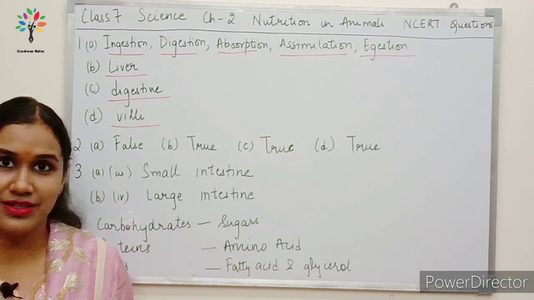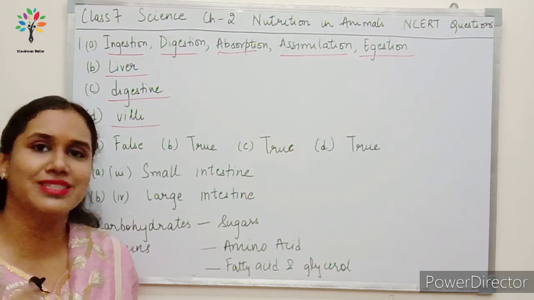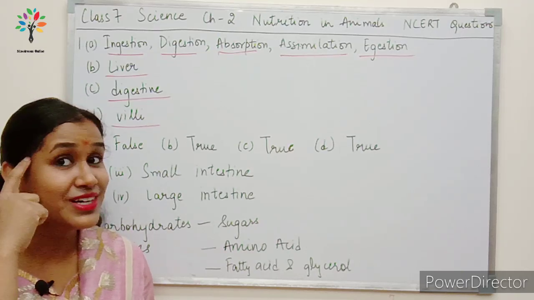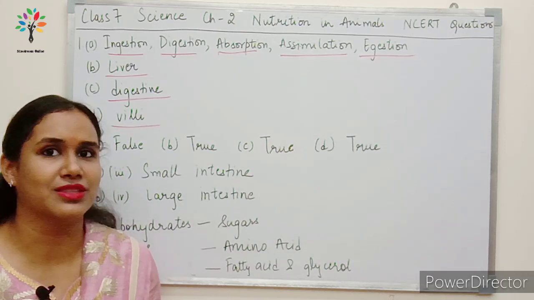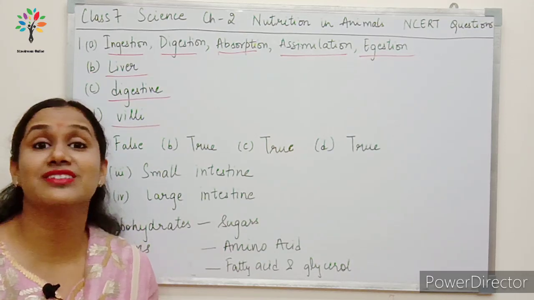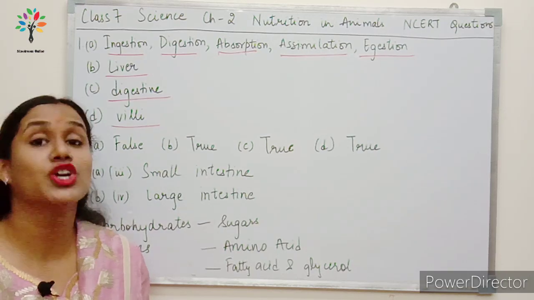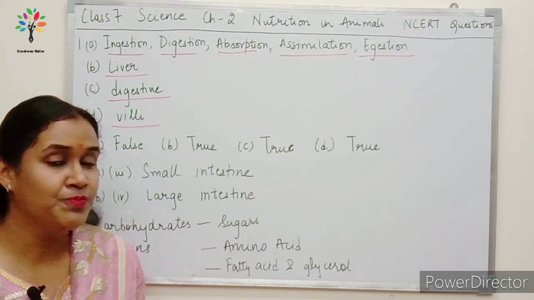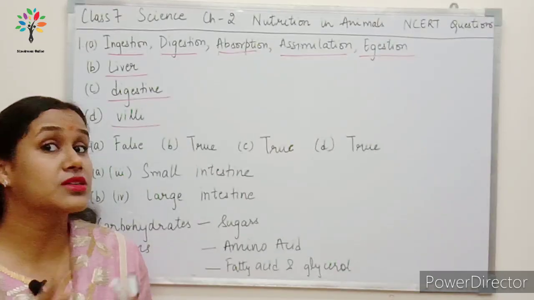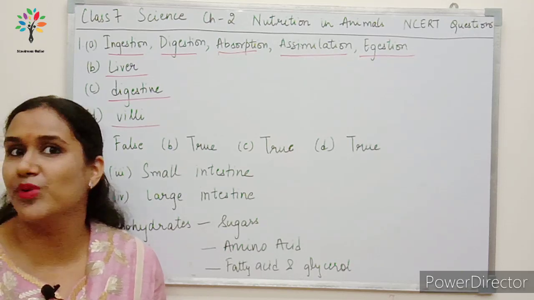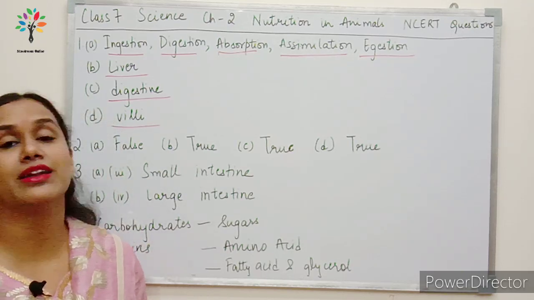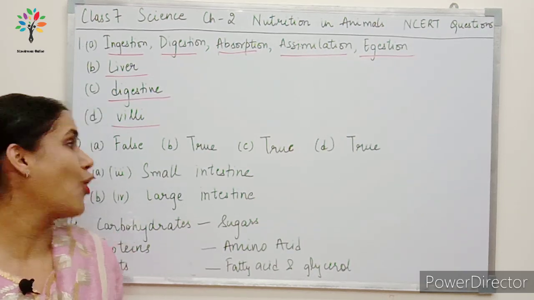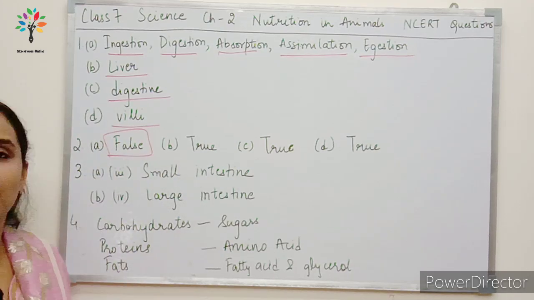The first statement is: digestion of starch starts in the stomach. Is it true or false? Think. Where does the digestion of starch start? Yes, this was discussed in the first video. The digestion of starch starts in the mouth itself, where the salivary glands secrete saliva which acts on the food and breaks the carbohydrates present in the food into simple sugars. So this statement is false, right?